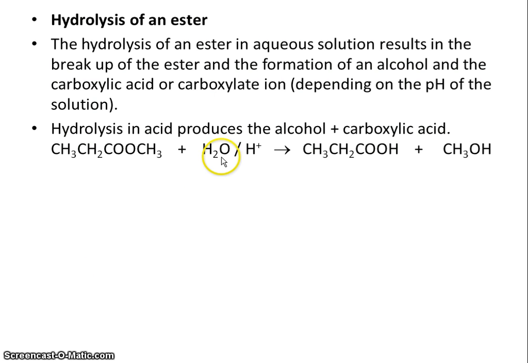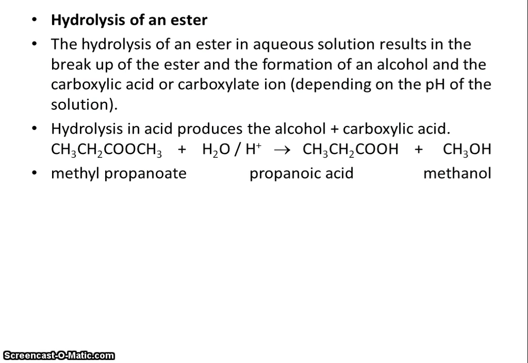Okay, so hydrolysis in acid produces the alcohol and the carboxylic acid. Adding water and acid to the solution means you'll break this up and you'll make COOH and the OH in the alcohol. You pretty much break that bond and add the water across it. So from methyl propanoate, you'll make propanoic acid and methanol.